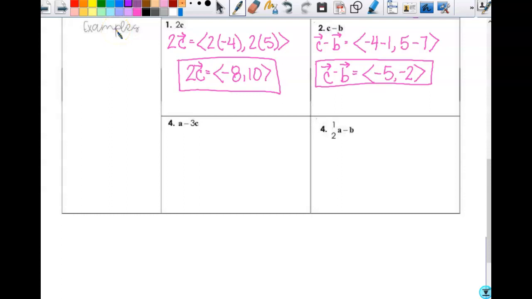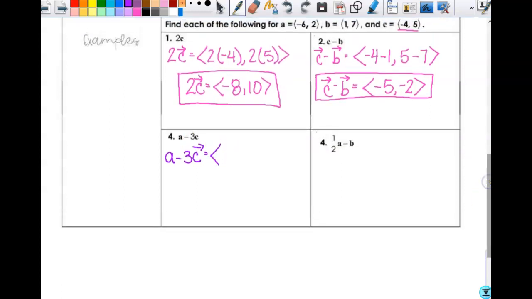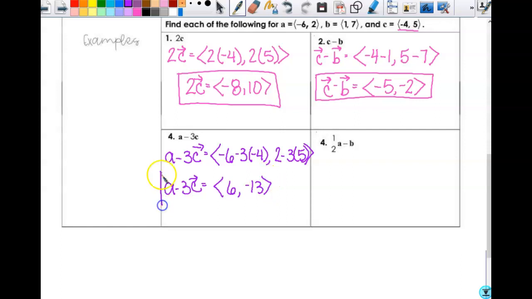All right, so a minus 3c. a would be ⟨−6, 2⟩. So the first value is −6 minus 3 times −4, and the next value is 2 minus 3 times 5. So a minus 3c would be equal to, this is going to be positive 12, so that would be a positive 6, and then 15, negative 13. There you go.